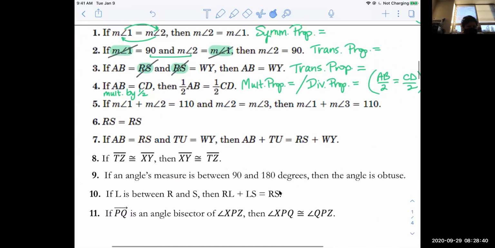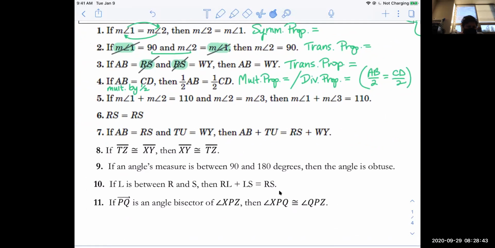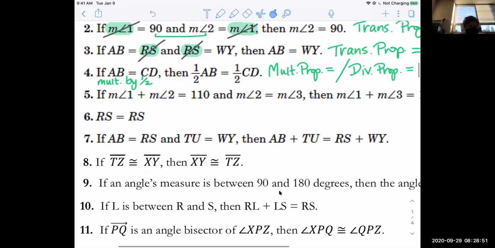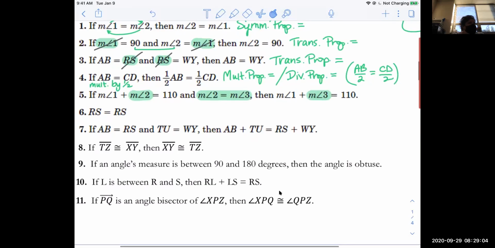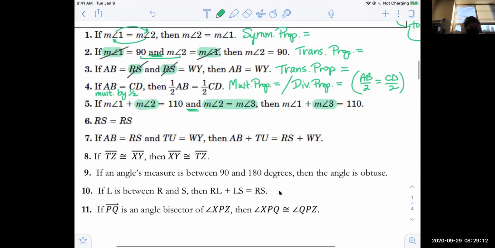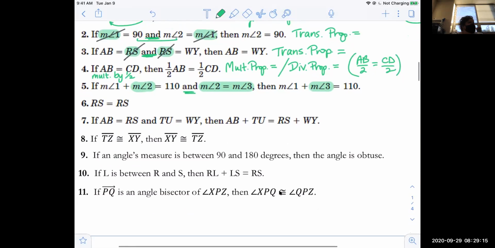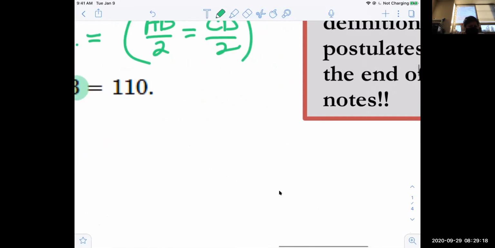If the measure of angle 1 plus measure of angle 2 is 110, and measure of angle 2 is measure of angle 3, then measure of angle 1 plus measure of angle 3 is 110. So, tell me why it's substitution. We are simply replacing angle 2 with angle 3. Notice how the if equation and the then equation look a lot alike. Also notice that this has an and in it. There are 2 givens, just like with the transitive. With substitution, you're typically going to have 2 givens that you're combining together. That one is substitution.